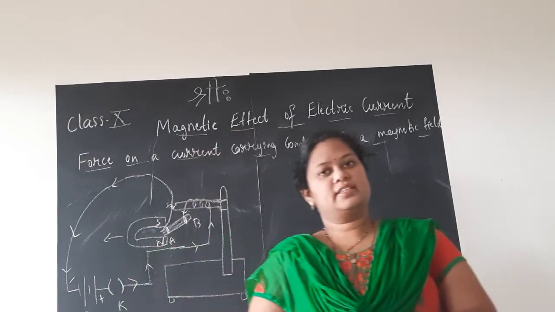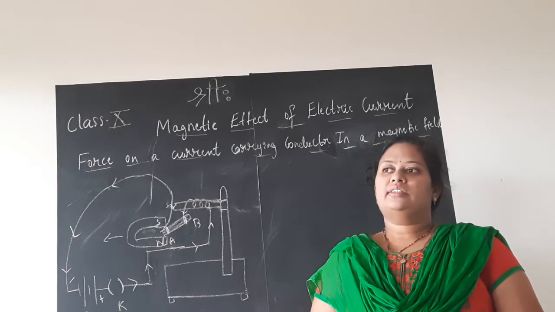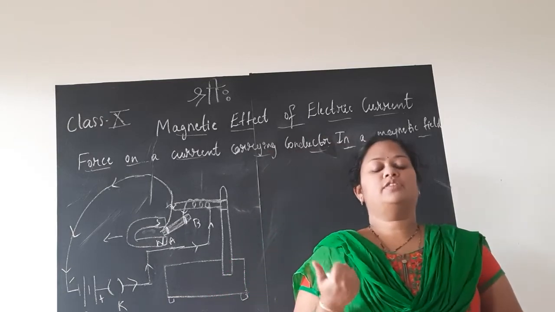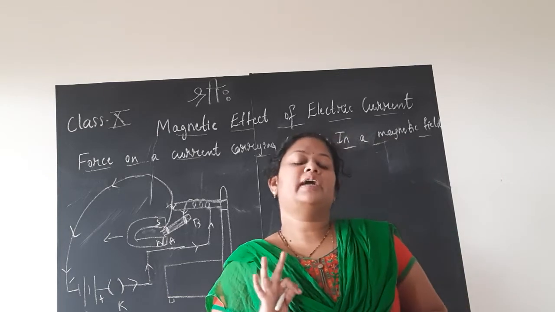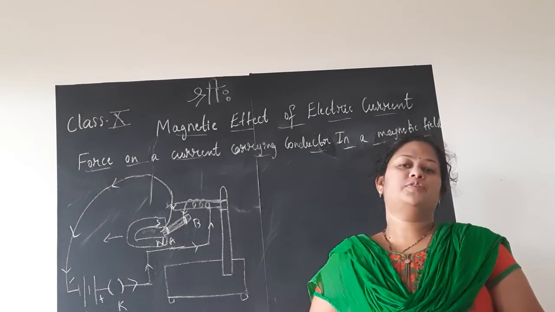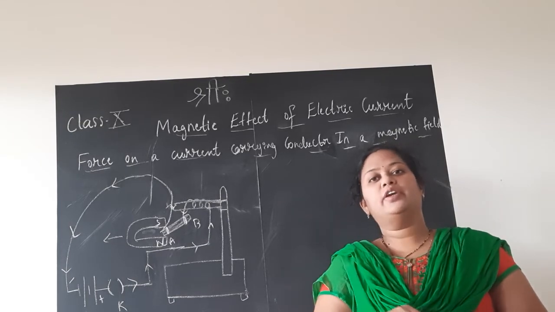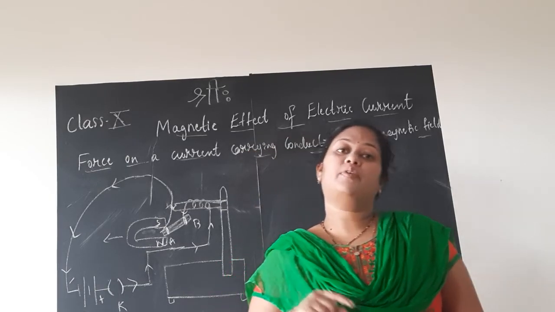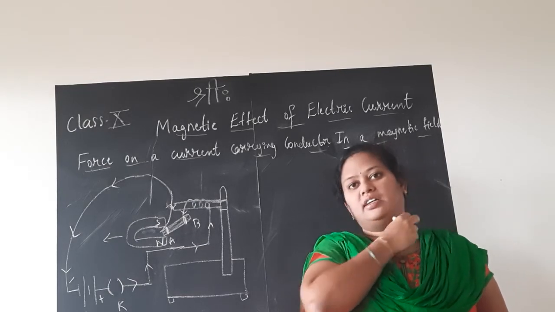In the previous session of physics class, we were discussing the lesson magnetic effect of electric current. In the last session, we discussed current flowing through types of conductors: the straight conductor, a circular loop, and even the solenoid. These were the three types of conductors we studied, and how the magnetic field was produced in them. We also studied the Fleming's right hand rule to find the direction of current and the direction of the magnetic field produced, in which direction the magnetic field lines are moving. All that we discussed in the last session.